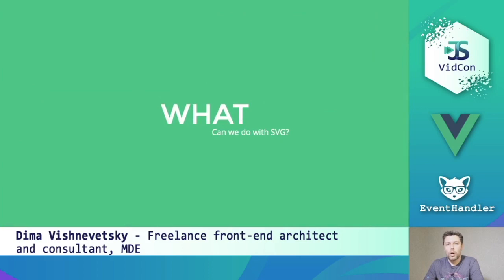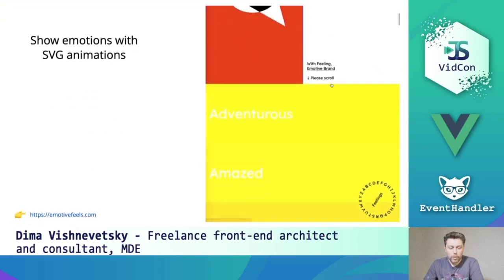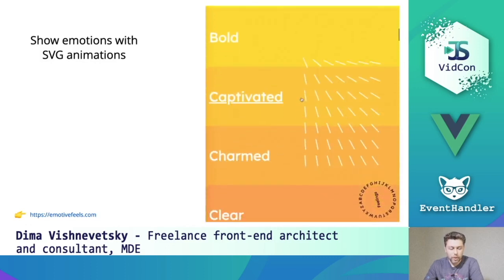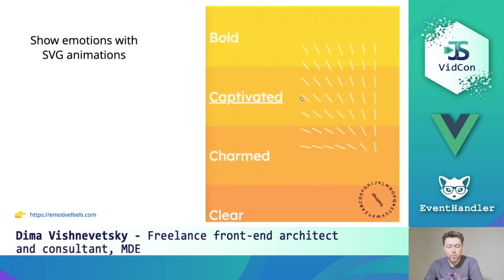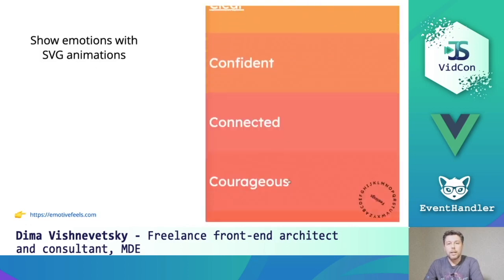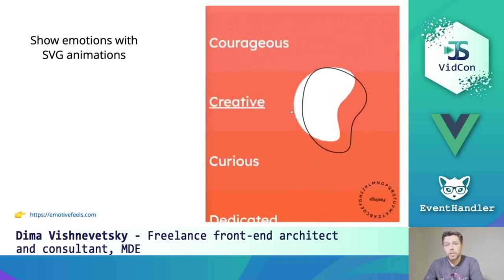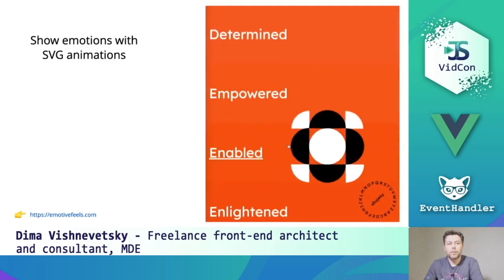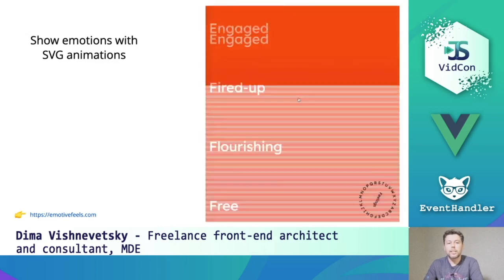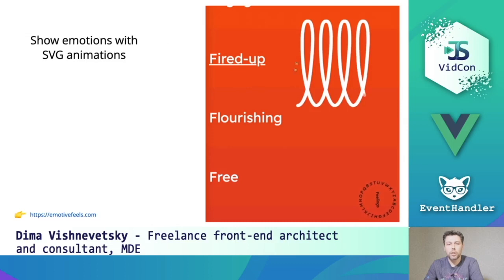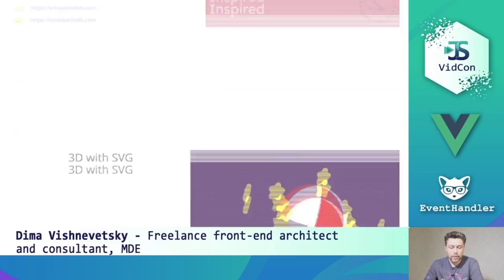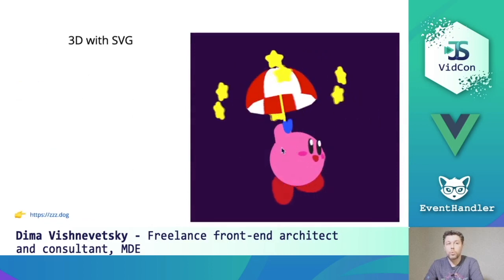Let's talk about what we can make with SVG. Okay, so we can show emotions with SVG. In this specific example, on this website called Emotive Fields, we see a pretty big list of emotions, and when you hover over it with your mouse, you get a very nice animation made with SVG that illustrates that specific emotion.